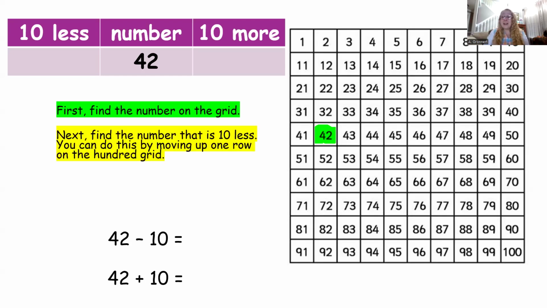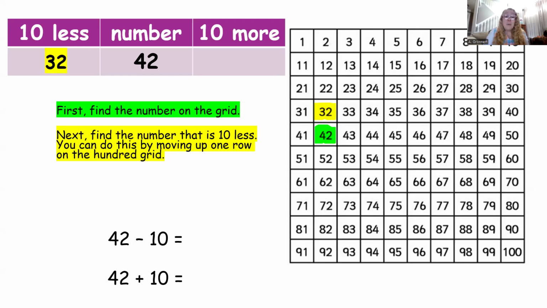Next, we need to find the number that is 10 less. How do we do that? Well, you can do that by moving up one row from the number on the 100 grid. Moving up. Do you see the number that's one row above 42? You got it. It's the number 32. Circle that or color it on your 100 grid, then write it into the chart. 32 is 10 less than 42.